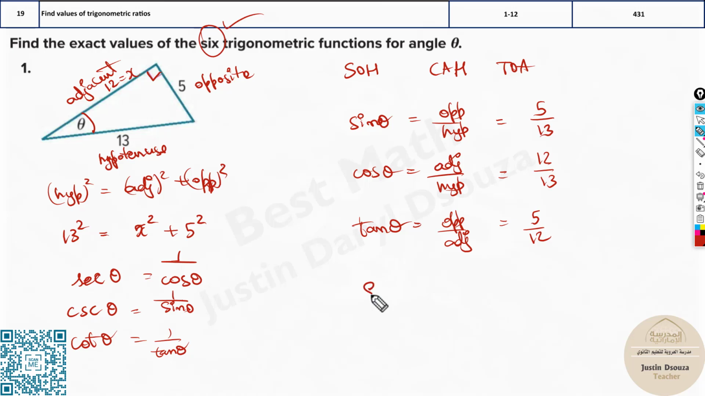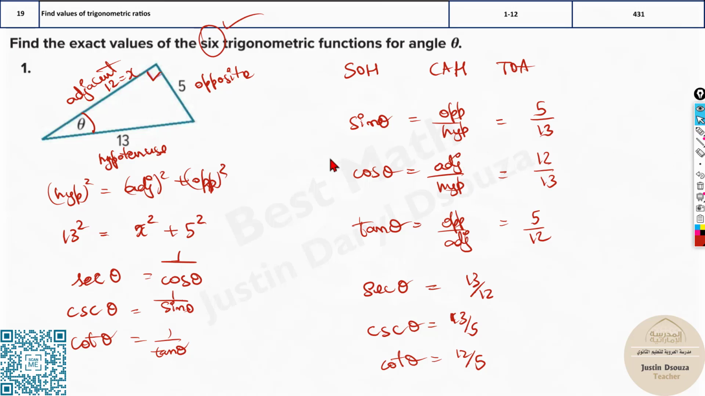So now let me start with secant. Secant theta will be just the inverse of cosine, because it's 1 divided by cosine, right? So 13 comes up, divided by 12. Now what about cosecant? That is given as 13 by 5. And lastly, cotangent is 12 by 5. The formulas are just the inverse of this. Adjacent goes up, opposite comes down, and so on. So that's how we find it out.